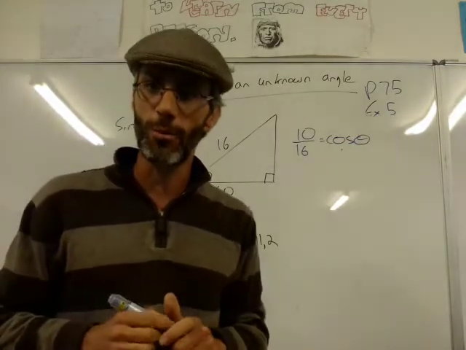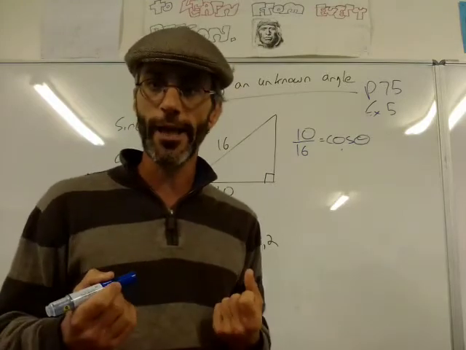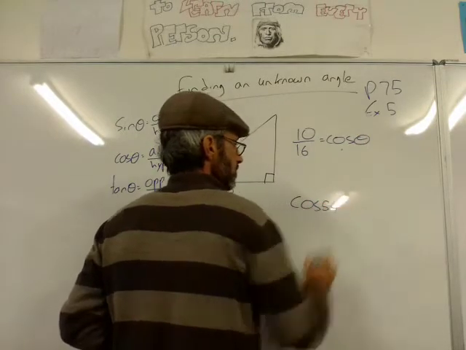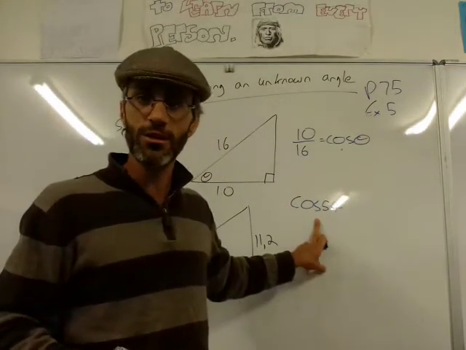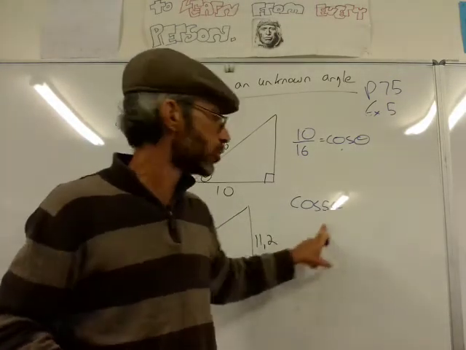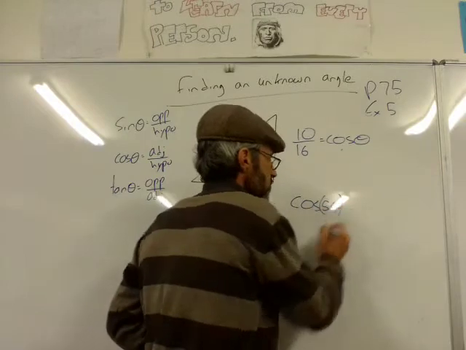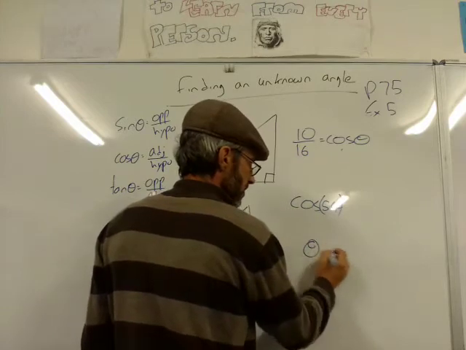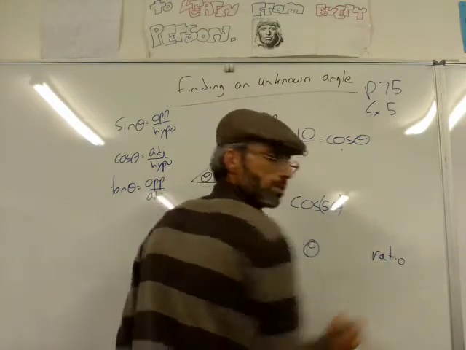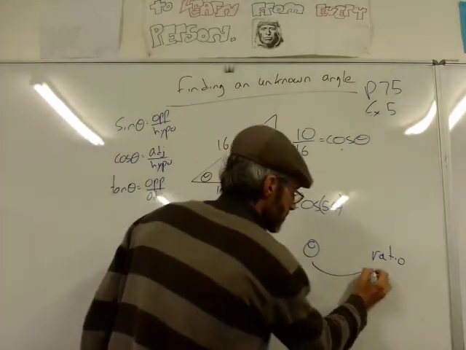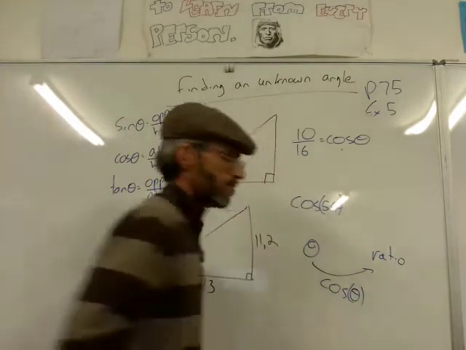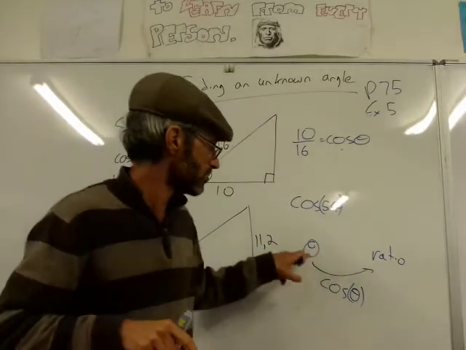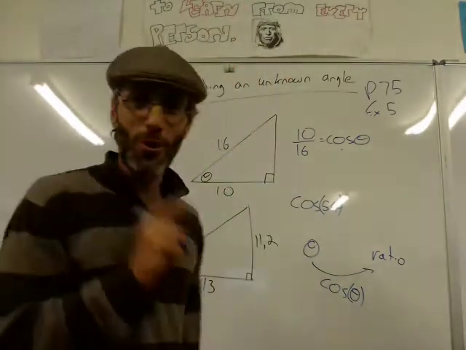Now here I've got a little bit of a problem. Last week when we learned to work with a calculator, I showed you that if you've got cosine 54, if you're given an angle and you want to find out the ratio, you write cosine, usually with brackets, and you put in the angle and you get a ratio. Now we've got the opposite, isn't it?